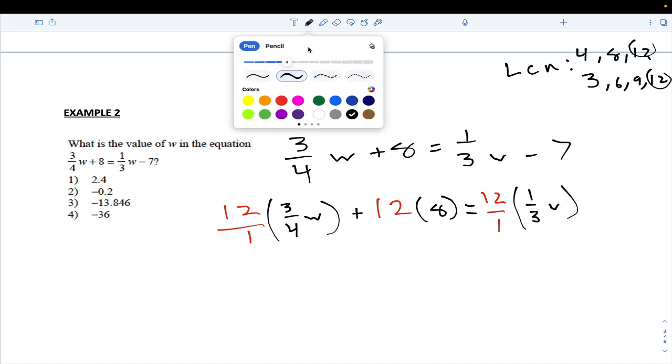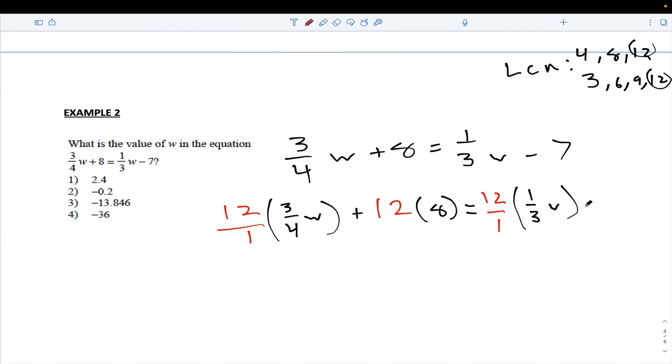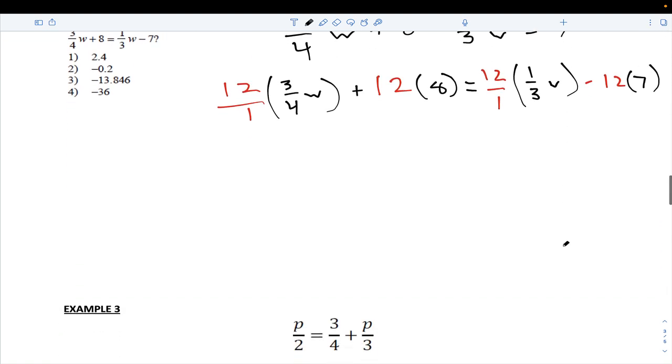Then take minus 7, minus a 12 times 7. And that looks pretty confusing, but Google Translate's going to help us out once we start cross-canceling.